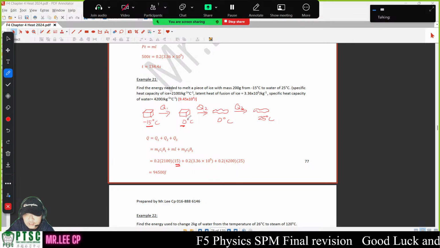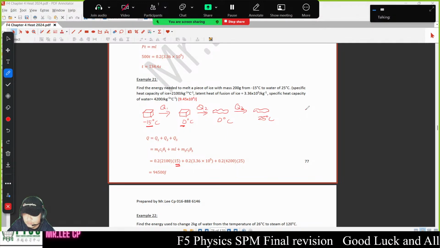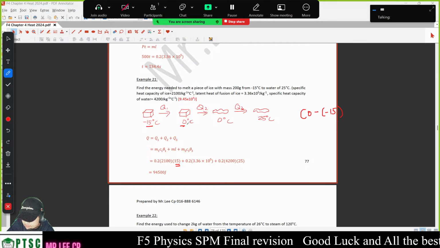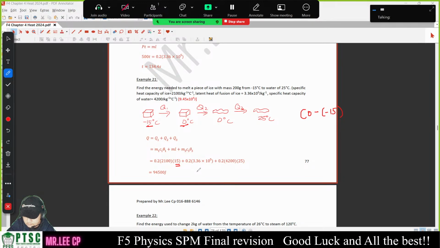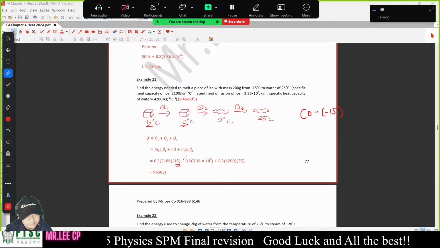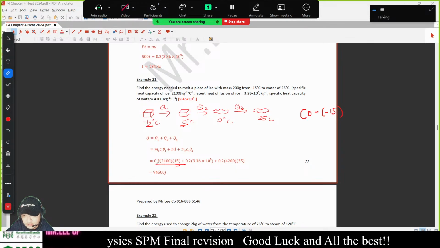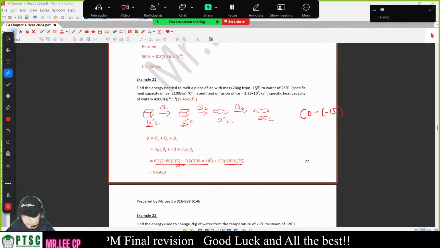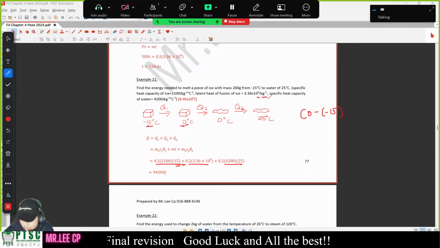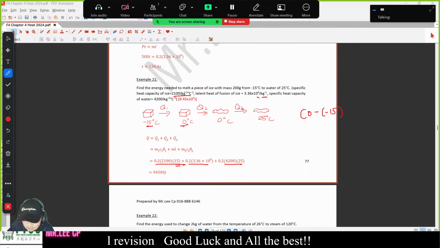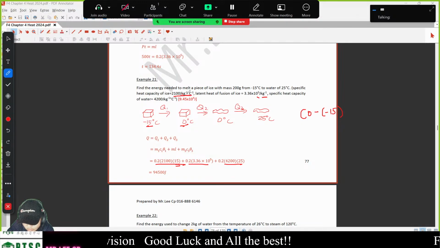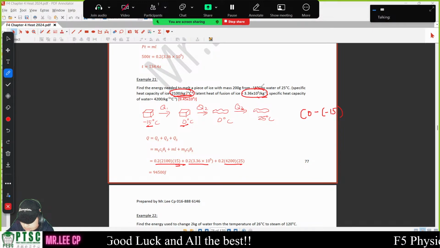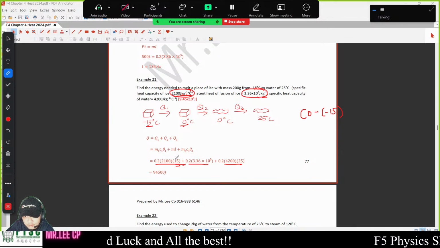Right? If you want to put negative, okay. But you make yourself hard only. 0 minus -15, right? Final minus initial. So you just put 15 will be okay. Alright. So MC theta, ML, MC theta, you put it in. So L, the unit is joule per kg, no degrees Celsius. Right? This one C got joule per kg per degree Celsius. This is C. Right? This is L. Make sure you know. Alright. So you put it in, answer.